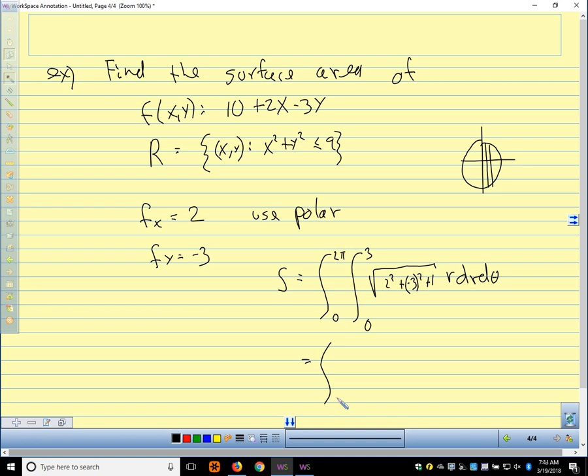So that's nice and easy. 0 to 2 pi, 0 to 3, square root of 14, r dr d theta. And that gets us 9 square root of 14 pi. And this is one where we could say, well, the theta integral, there's no function of theta here. So the theta integral just gives us a multiple of 2 pi. So we could integrate that right away.